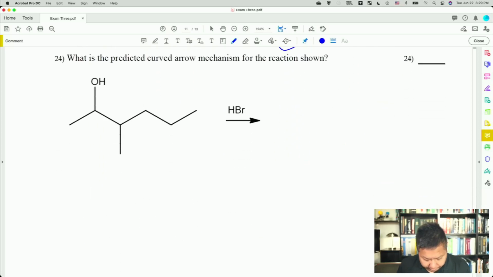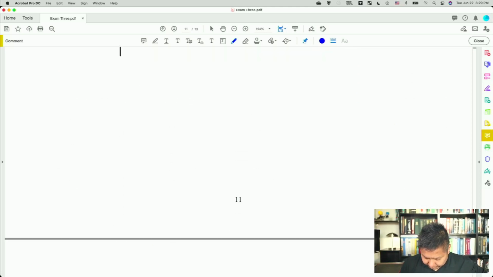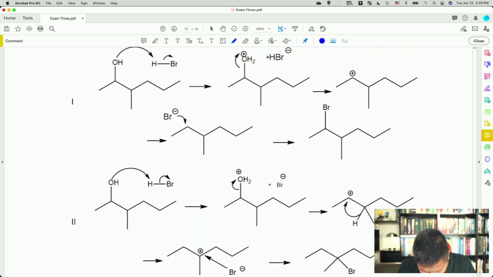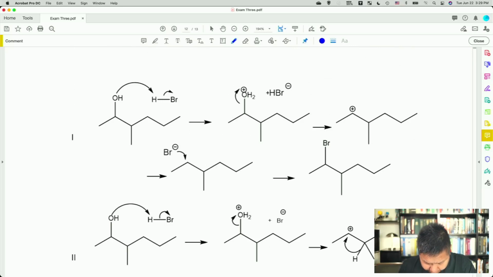What is the predicted curved arrow mechanism for the reaction below? This might be the other one that had a really weird thing going on. Oh, this was a grading error, I think. Yeah, I think this one was one of the grading errors. Let's just go through each one of these and show you why each is wrong. Number one.